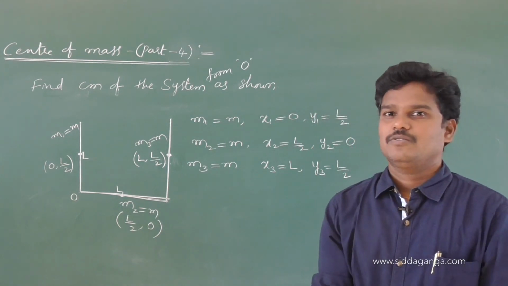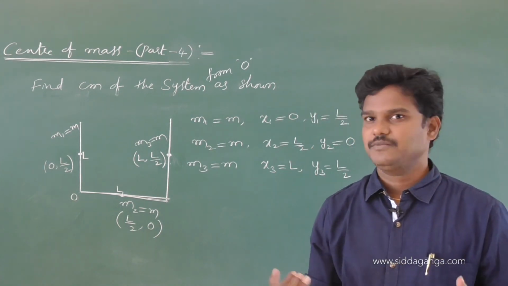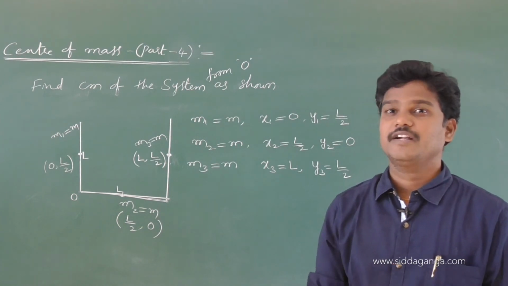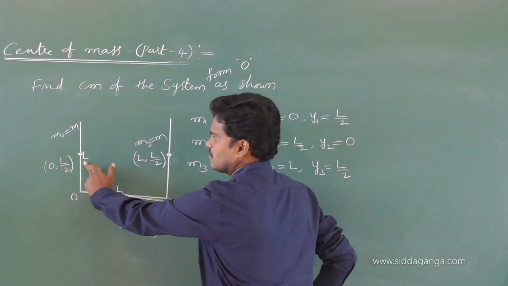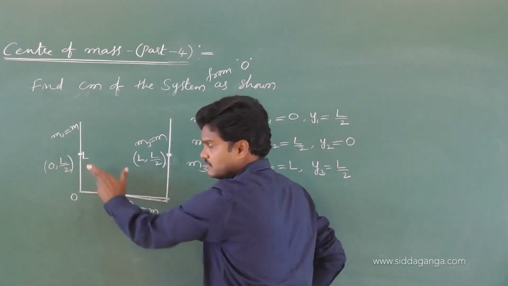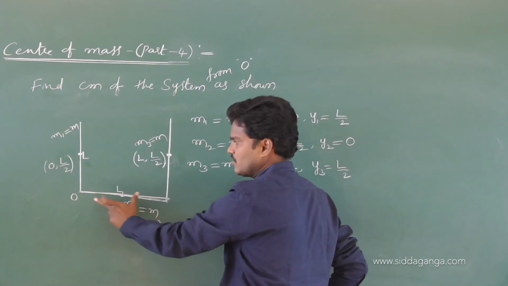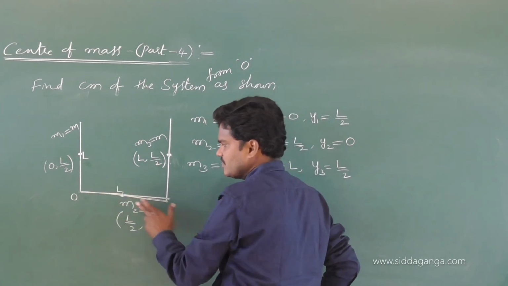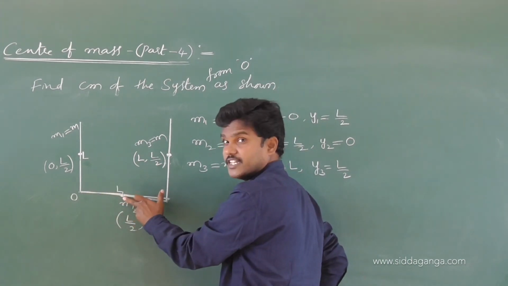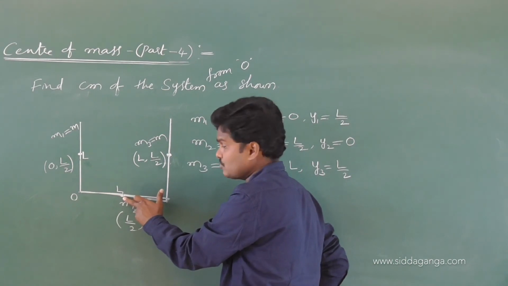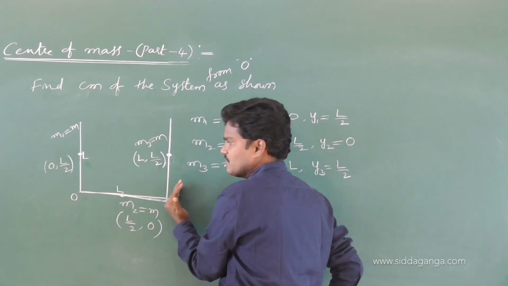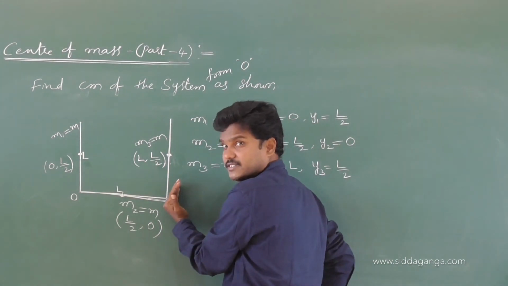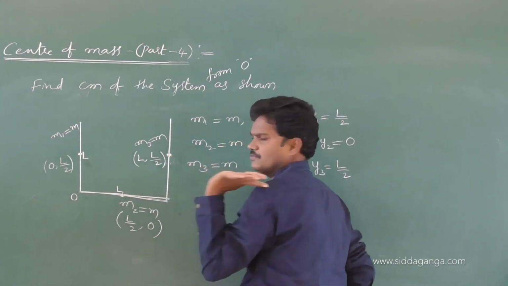Okay. So the masses are the same: m1 is m, m2 is m, m3 is m. Identify the coordinates. The coordinates of the first rod, which is along the y-axis, are 0 comma L by 2. This one is along the x-axis, so L by 2, because the center of mass of this rod will be at the center, at a distance of L by 2. So L by 2 comma 0. Here, this is at a distance of L from O, so the x coordinate is L and the y coordinate is L by 2.